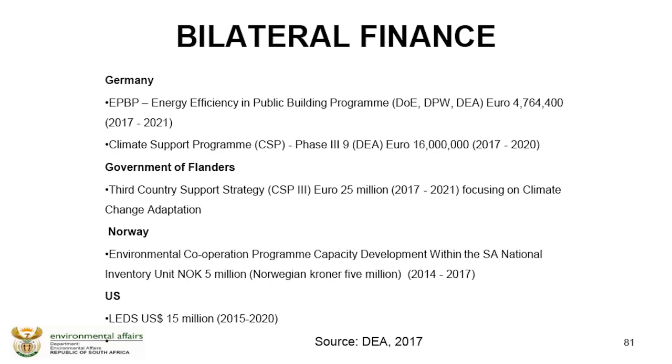Bilateral finance that has come. Germany, for example, under Energy Efficiency Program, Public Building Program, sponsored 4.7 million euro, running 2017 to 2021. There's also a climate support program, phase two, worth 16 million euro. Then the government of Flanders gave, under a third country support strategy, 25 million euro to South Africa. Norway, Environment Cooperation Program, capacity development within the South African National Inventory, gave 4 million Norwegian dollars. And of course, US Leads has given 15 million in a program that was running 2015 to 2020.